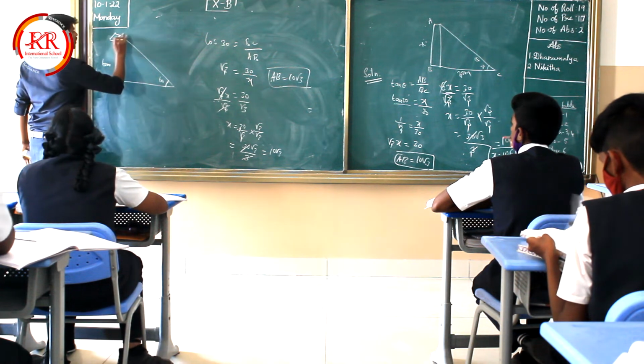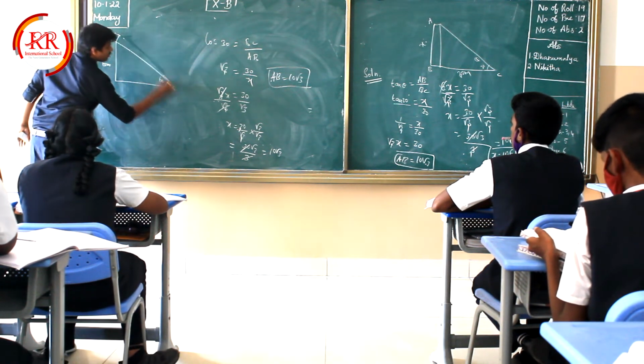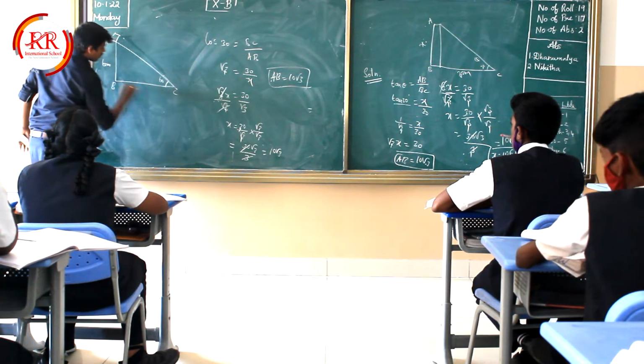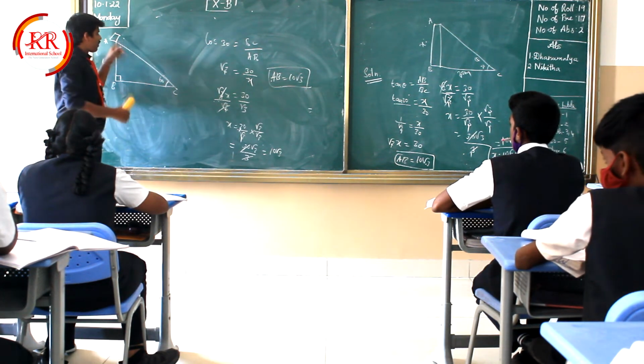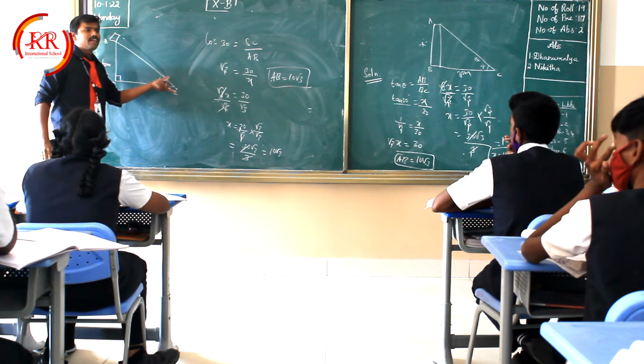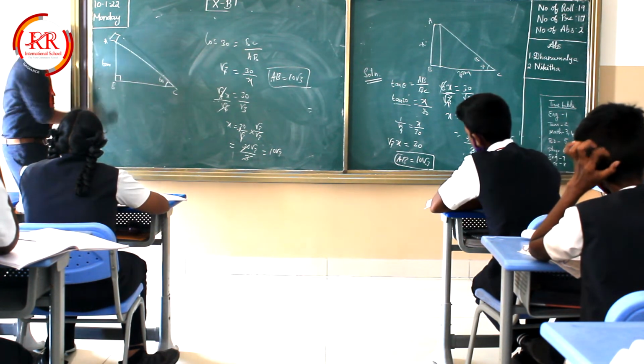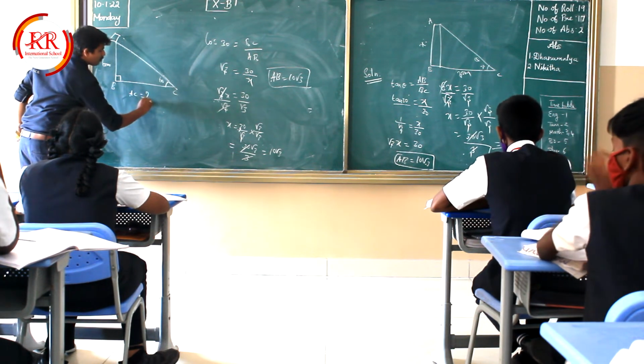Let it be here. So it is from here. This will be A, B, and C. So we need to find the length of the string. This is our string, am I right? So we need to find AC. AC is supposed to be what?